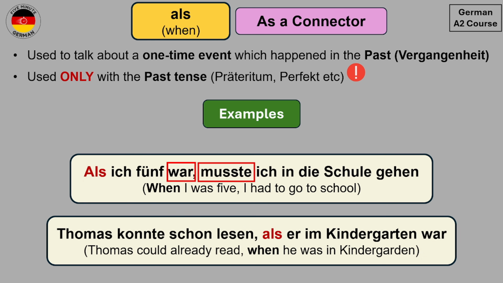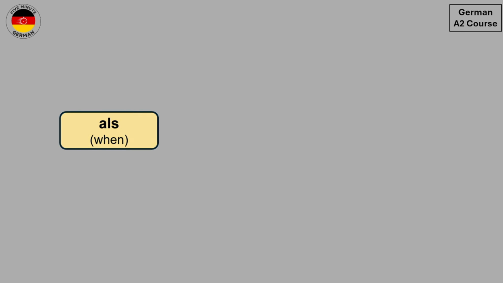So I have the sentence Thomas konnte schon lesen, als er im Kindergarten war. Thomas could already read when he was in kindergarten. So again you see that the verb war, which is in Präteritum, goes to the last position, and in the first part we have used the modal verb können in Präteritum. So this was the connector als.